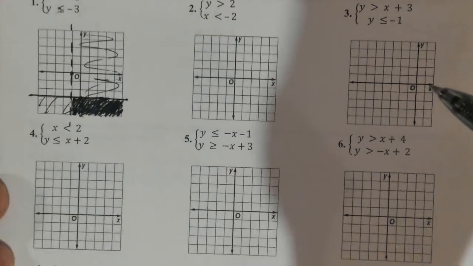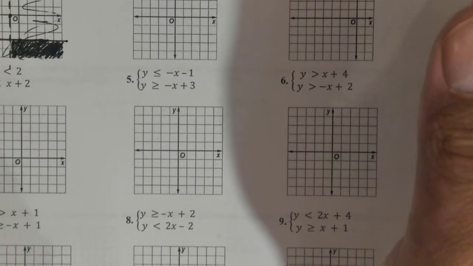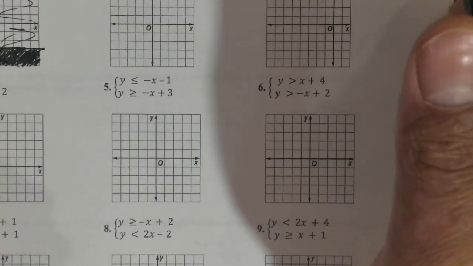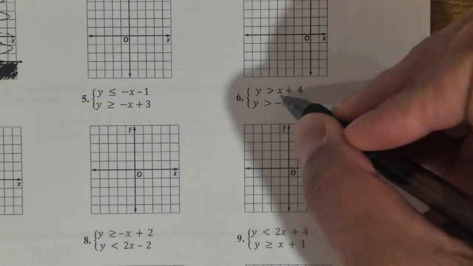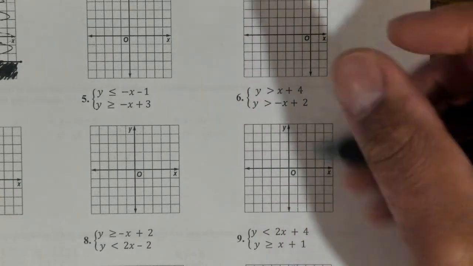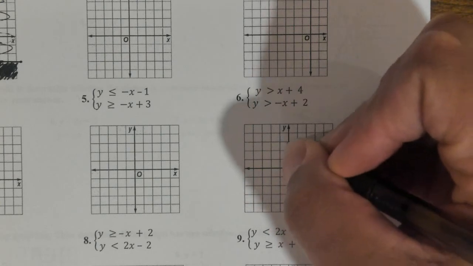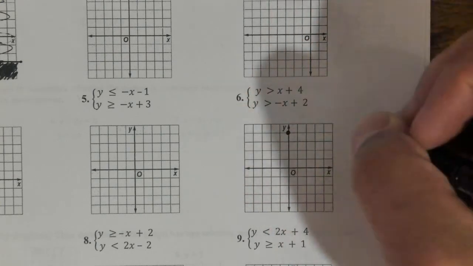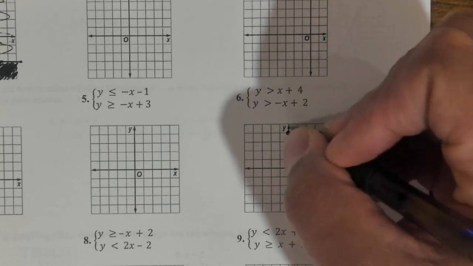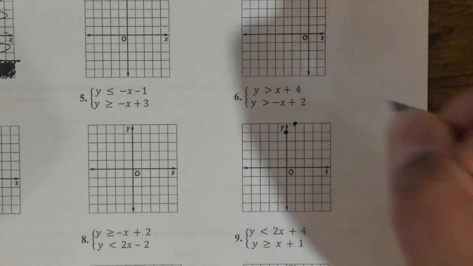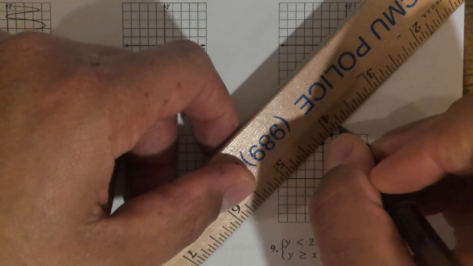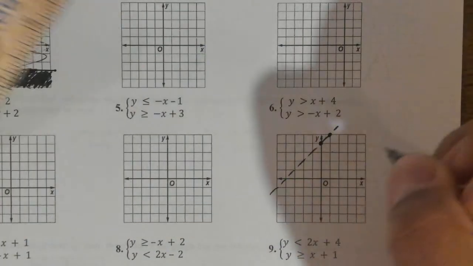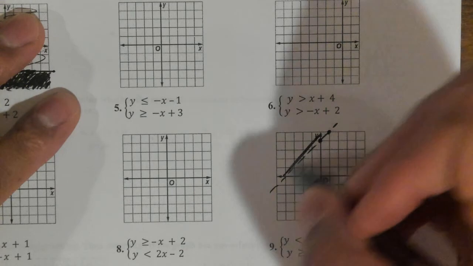All right. Now, if we look at something like, say, 5 or 6, I think I'll do 6. It's got the two dotted lines. Okay. We've got y is greater than x plus 4. So we find our 1, 2, 3, 4. There's our y-intercept. Slope is 1. So we're going up 1 over 1. And then it's going to be a dotted line. And then we are going to shade above.